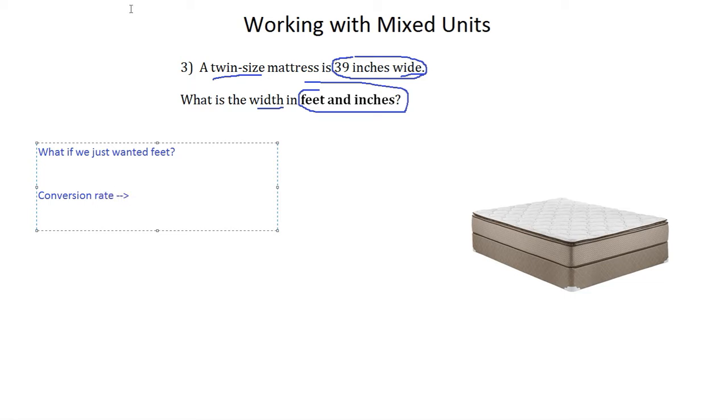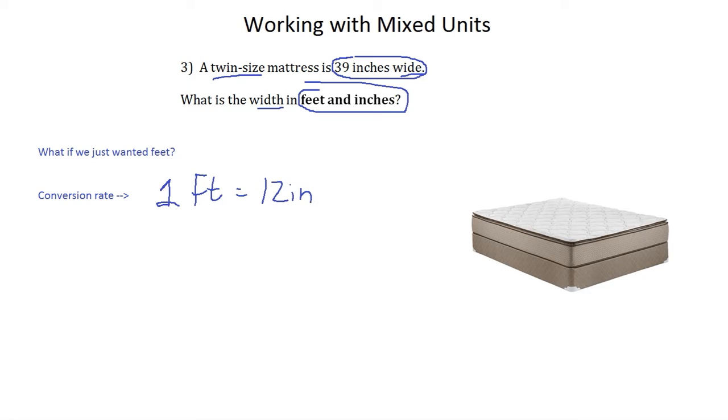The way that I do this is I start with my conversion rate. For this entire worksheet, we're doing feet and inches. You can do other units, like pounds and ounces, but it doesn't have to be feet and inches. My conversion rate for feet and inches is the same as it was for the other 2 problems: 1 foot is equal to 12 inches.